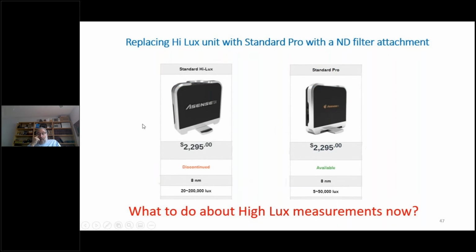Finally, the last topic, I'll talk about replacing the high lux unit with the standard Pro, the ND filter. As some of you may know, we have discontinued our standard high lux model that used to measure from 20 to 200,000 lux. So our standard Pro measures only from 5 to 50,000 lux. And the question was how the customers who are interested in higher power lamps could measure from 50 to 200,000 lux. How to do that? Because we don't have this high lux unit anymore.